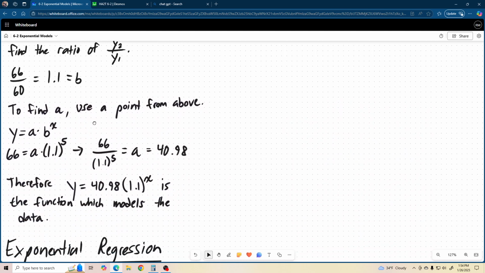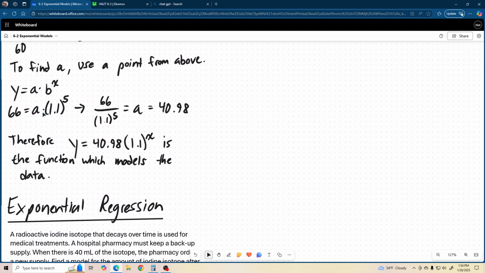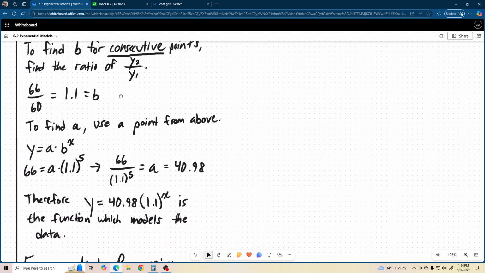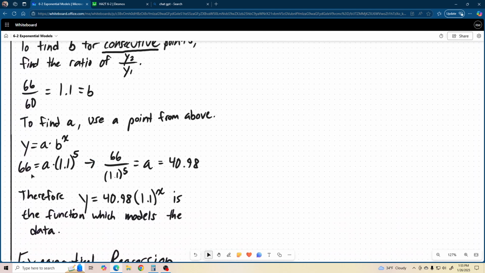So to find a, use one of the points from above. I chose the 66, 5 point. It doesn't really matter which one you choose. So 66, which was y, equals a times 1.1, and remember, that's b, that's what we just found, to the 5th power. And then this is 66 over 1.1 to the 5th.